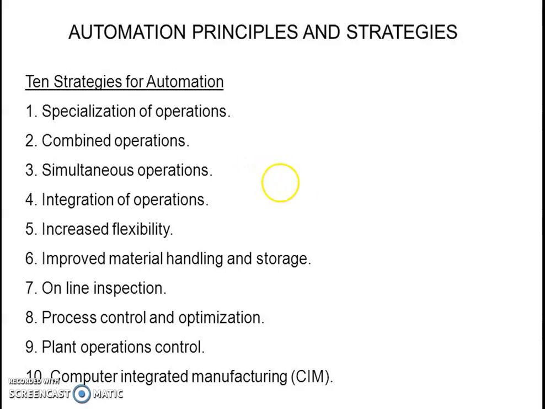Computer integrated manufacturing, this is what it is. All the above 9 things are planned and put to work. When they are put to work, that is called computer integrated manufacturing, so that everything works in sequence, in an appropriate way, and leads to the output of the product. This is what happens by using automation principles and strategies.